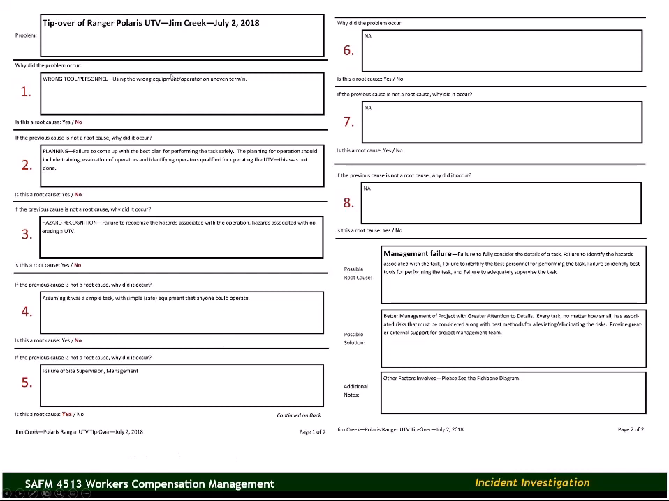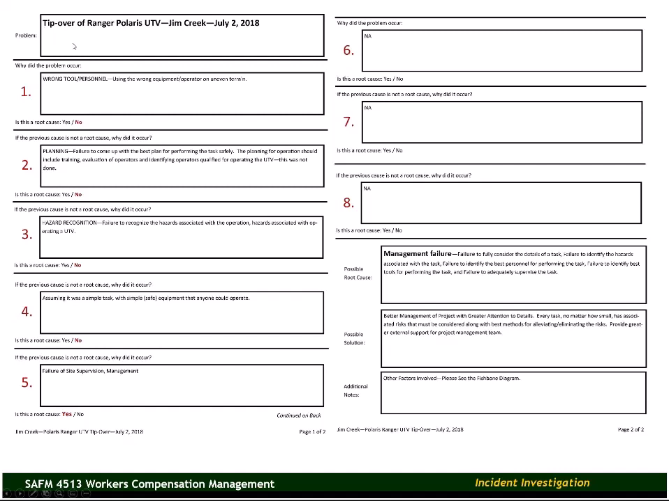Now here is an example of a root cause analysis for an incident that occurred on one of my jobs when I was with Kiewit. What happened in this incident, we were using these Ranger Polaris UTVs, these all-terrain utility vehicles. We were out in the mountains, and one of the operators really wasn't qualified to be running the thing. The thing ended up tipping over on him, and he ended up with minor injuries. It wasn't a recordable injury, but we took everything seriously. It could have been serious injuries.